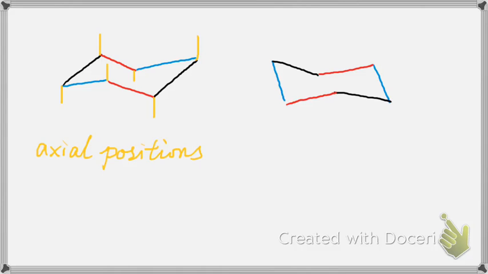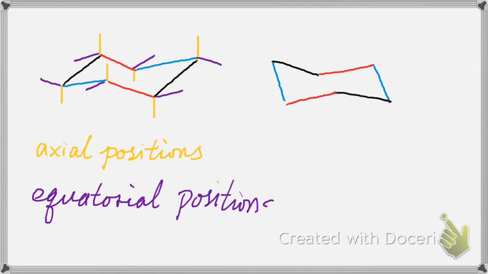So on each of the carbon atoms, we have drawn 1 bond. Where is the other bond? The other bond will be sort of on the equator of this ring. So let's see them. And these are called equatorial positions.